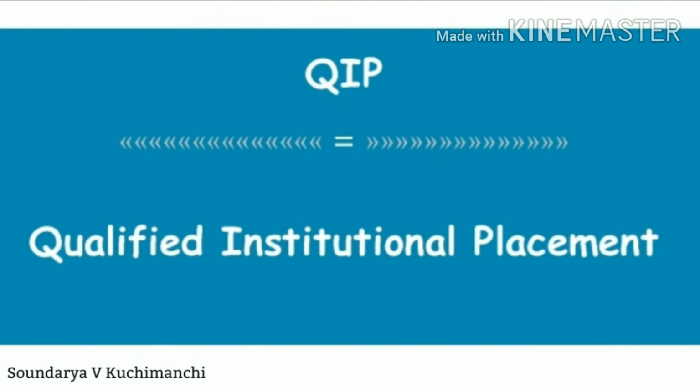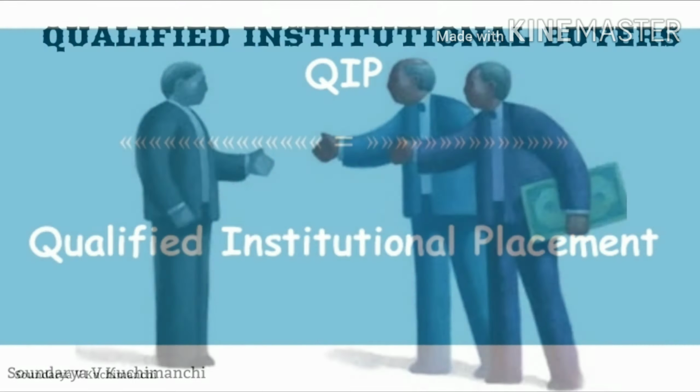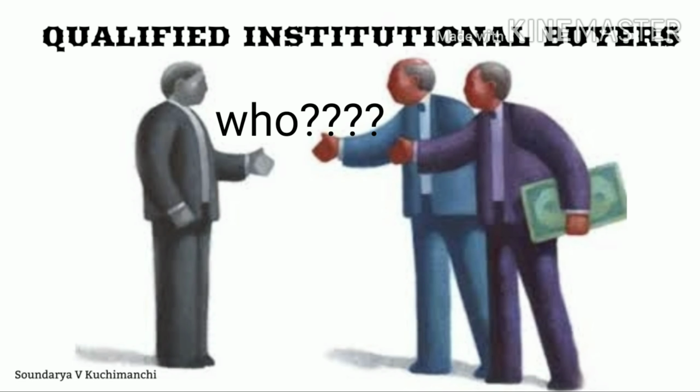Qualified institutional placement. When a company which is already listed in the stock exchange issues shares or debentures or any kind of securities which are convertible in nature to qualified institutional buyers, it's called qualified institutional placement. Qualified institutional buyers include mutual funds, venture capital funds, scheduled commercial banks, state industrial development corporations, national investment funds, insurance funds, provident funds, pension funds, etc.